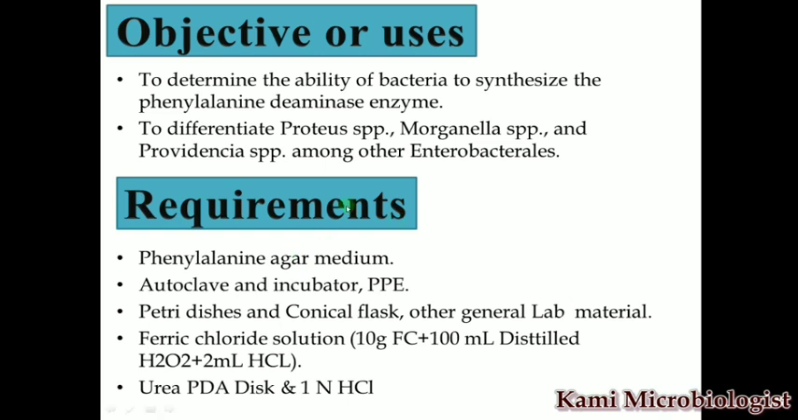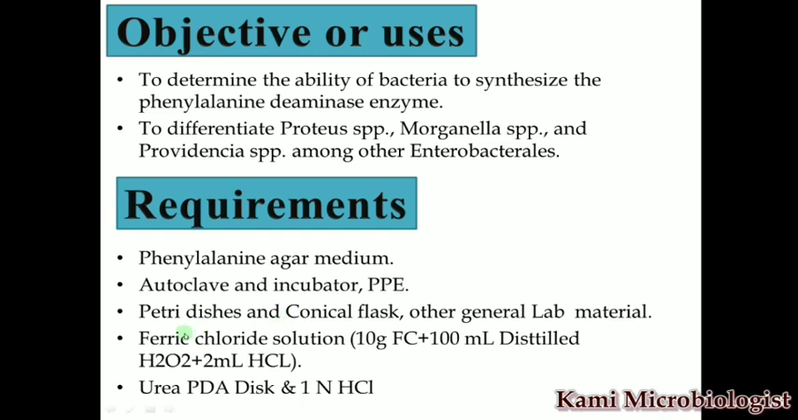Now we have the requirements. If we want to perform this test, we need phenylalanine agar medium, an autoclave, an incubator, and personal protective equipment. In personal protective equipment we need goggles, gloves, cap, and overall. All these things are really important. Next we need petri dishes, conical flasks, and other lab material, meaning glassware, spirit lamp, LFH, all these things we also need.